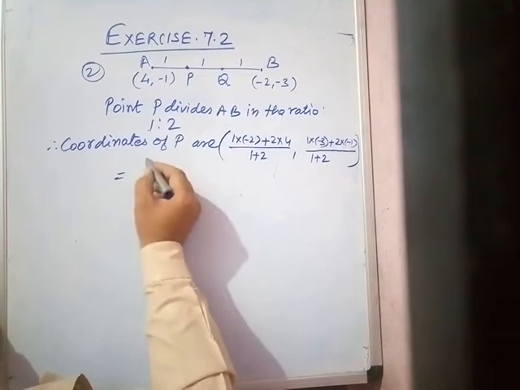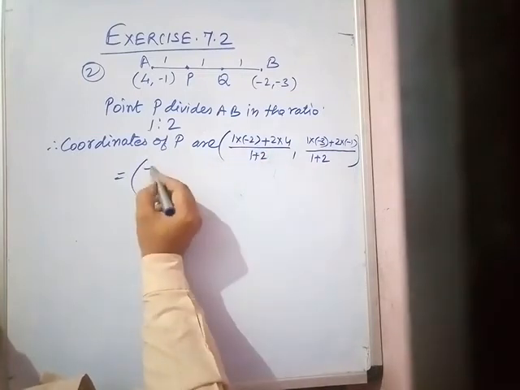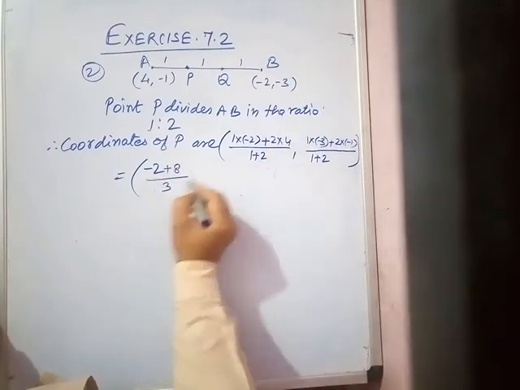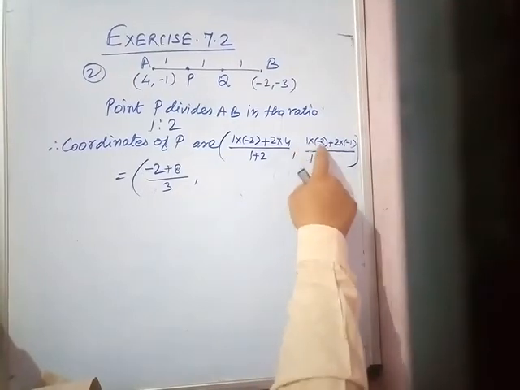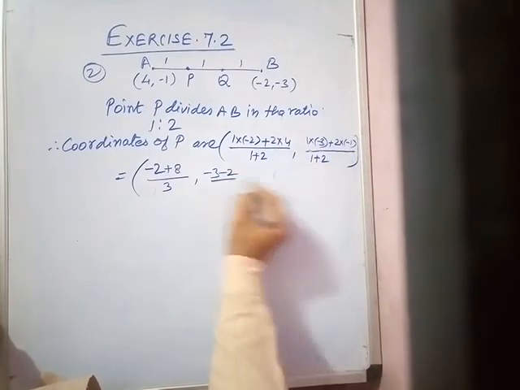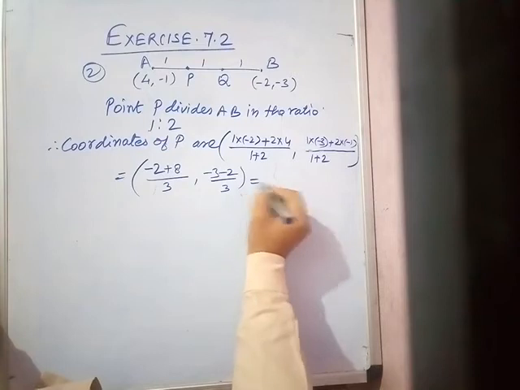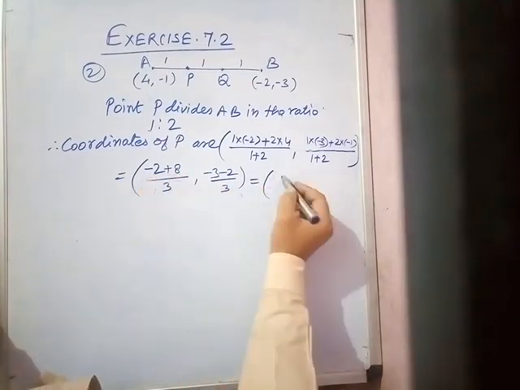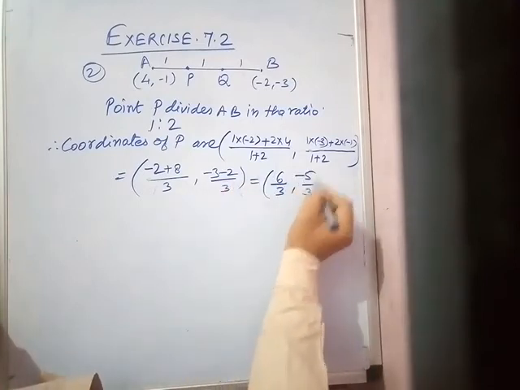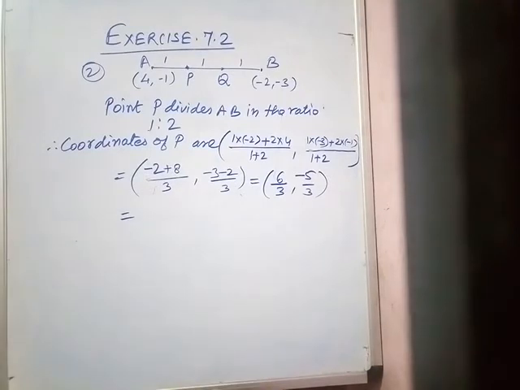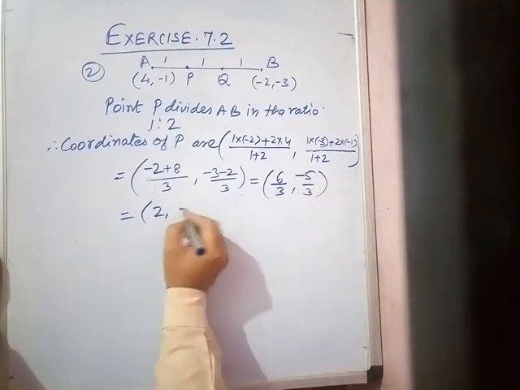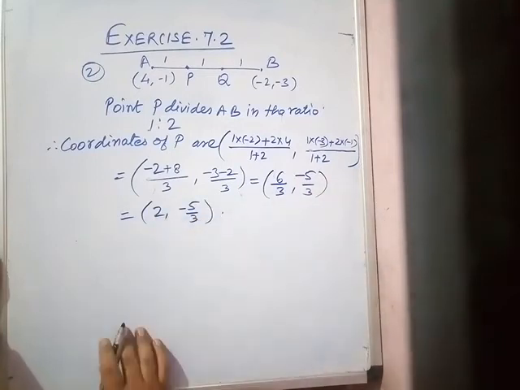So the coordinates of P become: 1 into minus 2, that is minus 2, plus 2 into 4, that is 8, divided by 3. Now here 1 into minus 3, that is minus 3, plus 2 into minus 1, that is minus 2, upon 3. So it becomes 8 minus 2, that is 6 upon 3, and here minus 5 upon 3. So the coordinates of P are 2 comma minus 5 upon 3.